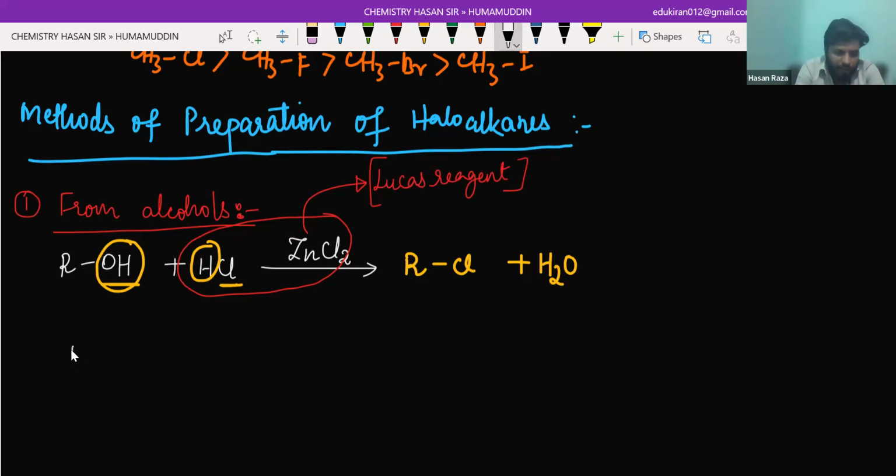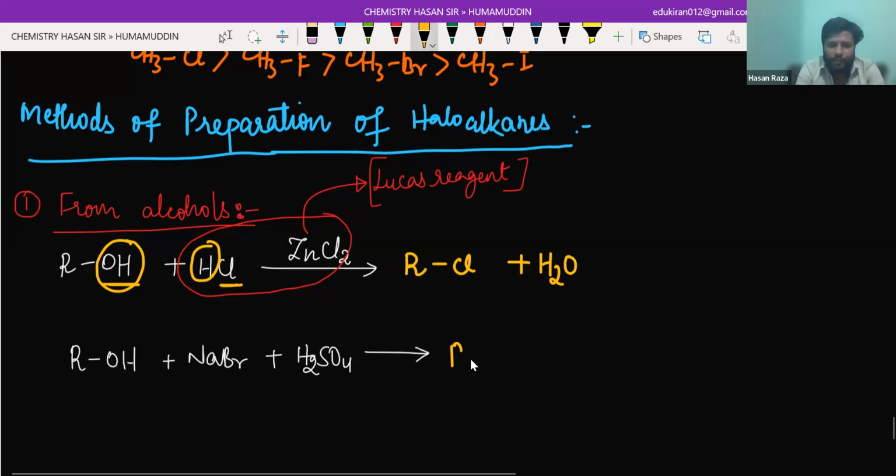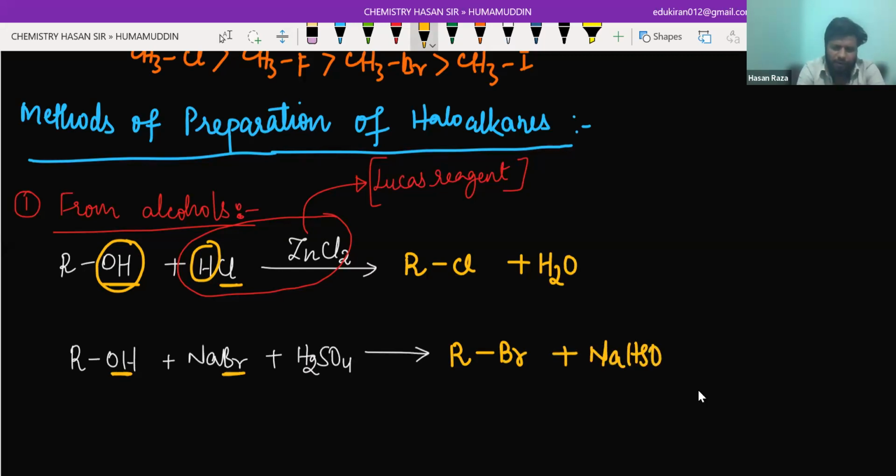The next from alcohol is, if you are going to treat alcohol with NaBr, sodium bromide, in the presence of H2SO4, it's very simple. You just need to prepare haloalkane, right? So this is your alcohol and you just need to replace OH with one of the halogens from the reactant, so it will be RBr, and the rest part will be NaHSO4. These are byproducts which are not that important.